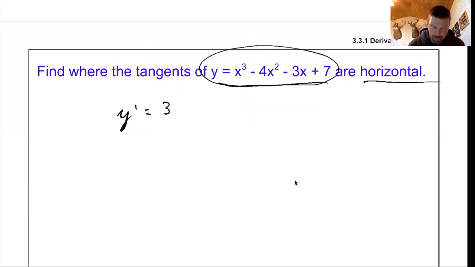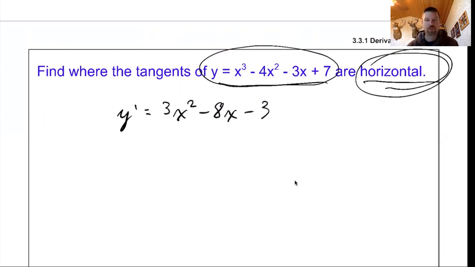Y prime would be 3x squared minus 8x minus 3. I really care when that derivative is 0, because I'm looking for when the slopes are horizontal, when the slopes are 0. So set that equal to 0. 0 equals 3x squared minus 8x minus 3. I just need to find where that happens. Remember with this, if you wanted to find where a quadratic, like anything to the x squared power is 0, there's a few ways to do it. Fastest way, factoring, if it's factorable. If you can't factor it, then you might need the quadratic formula. Let's find out with this one.